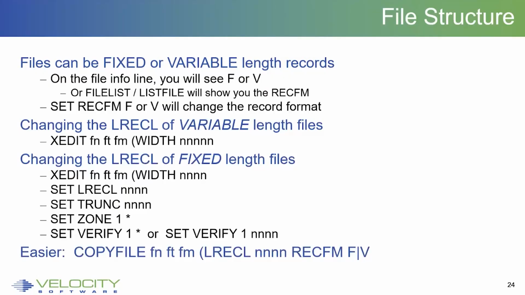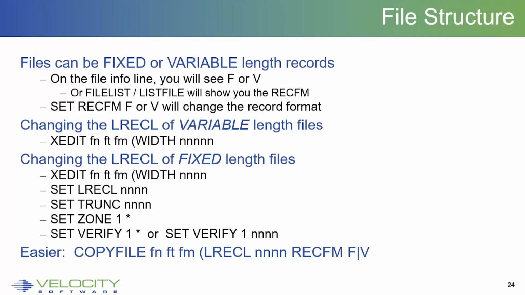A little bit about the file structures. Files in CMS can be fixed or variable length records. When you're in XEDIT, on the very top line, you'll see the file record format of the file you're currently editing. Or you can see it with the file list utility or the list file command. They also show you the record format of the files. So you're going to see F for fixed or V for variable.